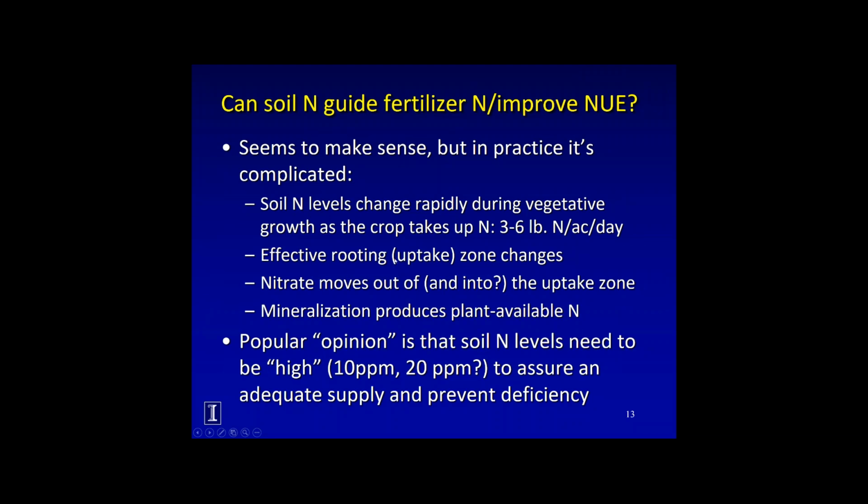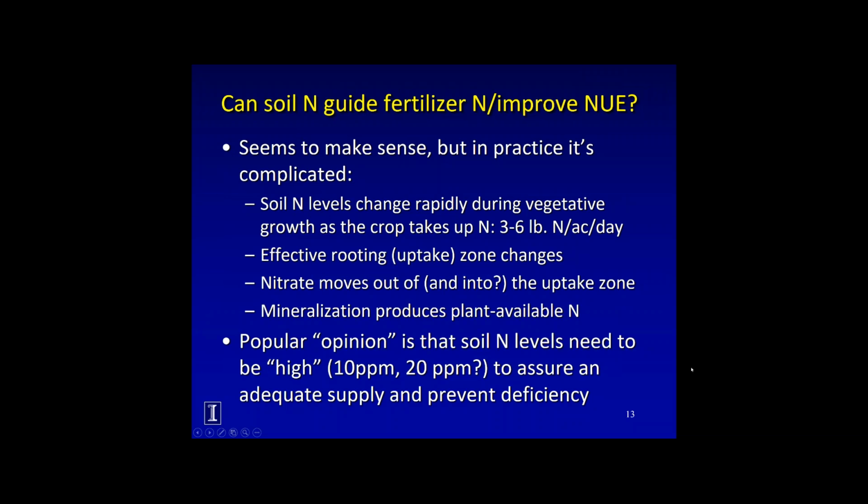So the effective rooting zone, or uptake zone, also changes. Nitrate moves out of and into the uptake zone. Mineralization produces plant available nitrogen. Popular opinion is that soil nitrogen levels need to be high, that is 10 parts per million or 20 parts per million. As far as I can tell, there's no real backing for numbers like that, but they're used in order to assure an adequate supply and to prevent deficiency.